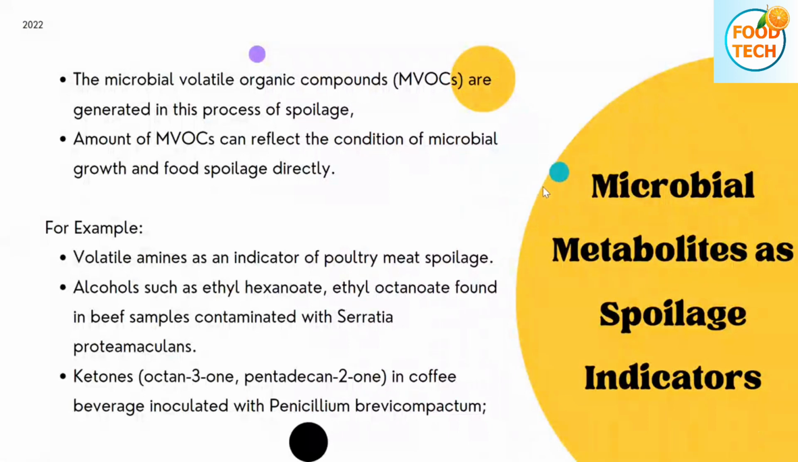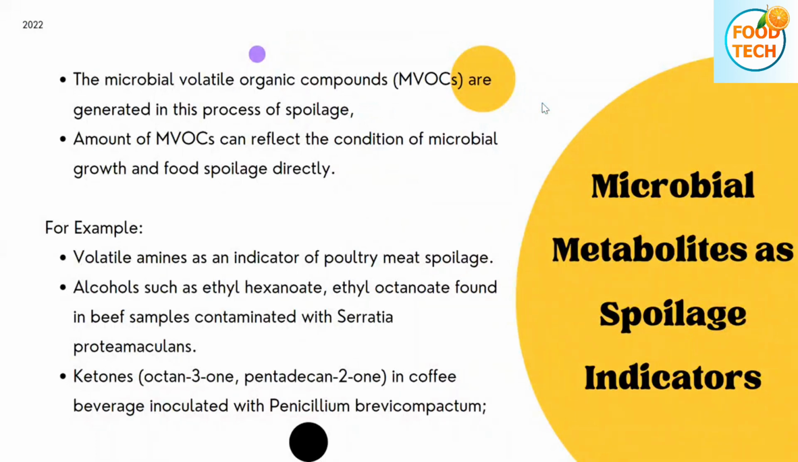So guys, again this technique is a really interesting thing which I came across. Scientists have evolved a new method. Microbes release certain metabolites, which are nothing but certain compounds released by the microbes. With the help of these compounds, it can be easily found what kind of microbes are present. These are known as MVOCs. Microbial volatile organic compounds are generated in the process of spoilage.